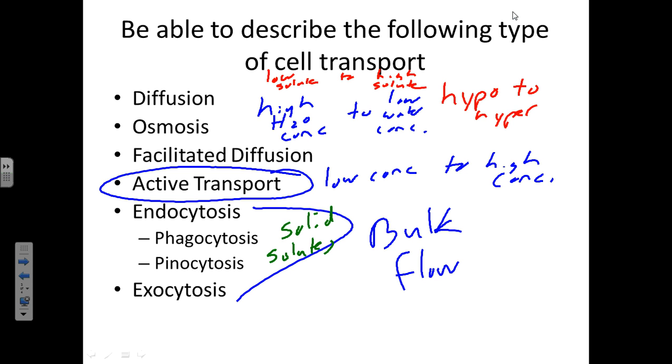And then the last one up there, exocytosis, is moving things out. And usually what organelle is involved? The Golgi apparatus. So it's moving large amounts of substances out of the cell.